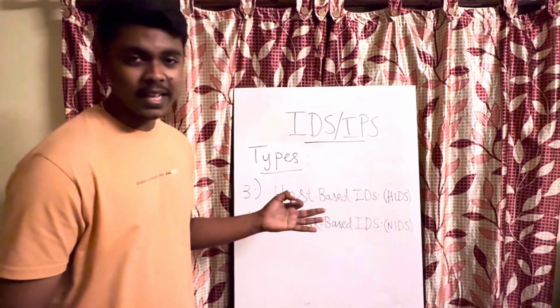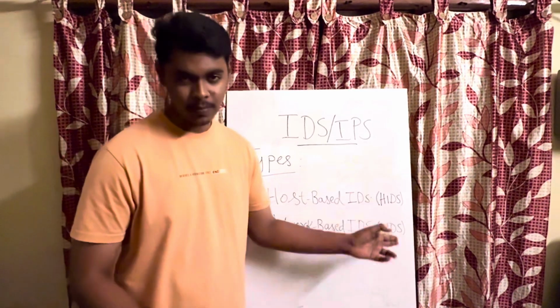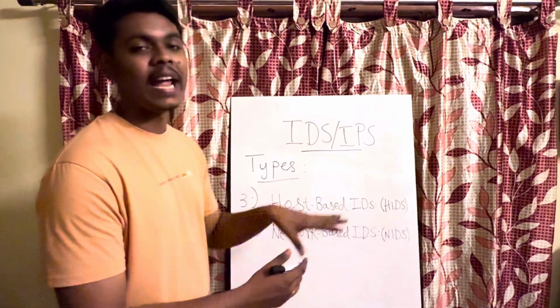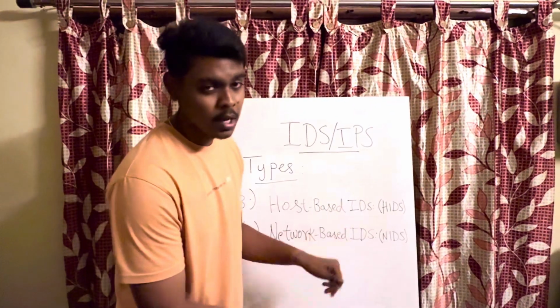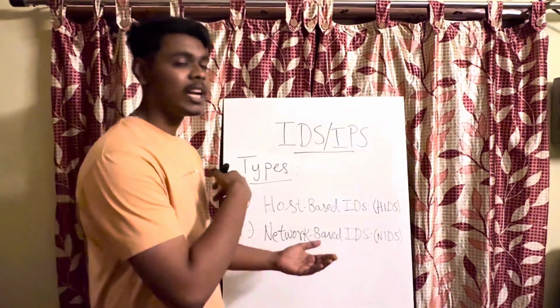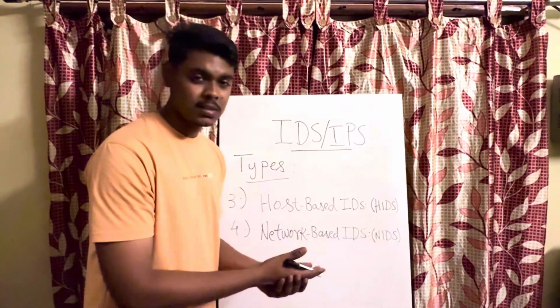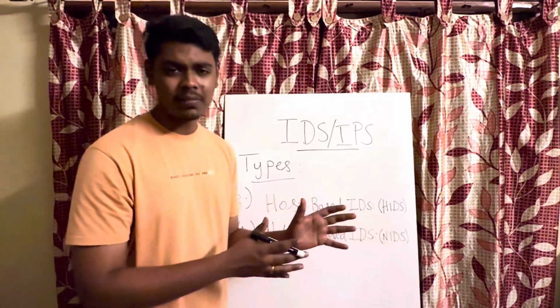The third type of IDS is host-based IDS. This IDS works only on the end user or only on one system. What it does is look into the internal logs and the internal processes and look for any deviation from the normal behavior.